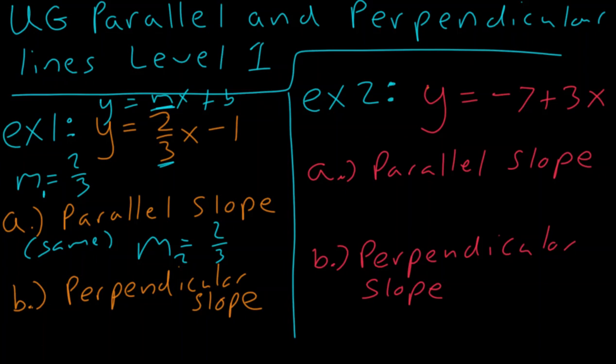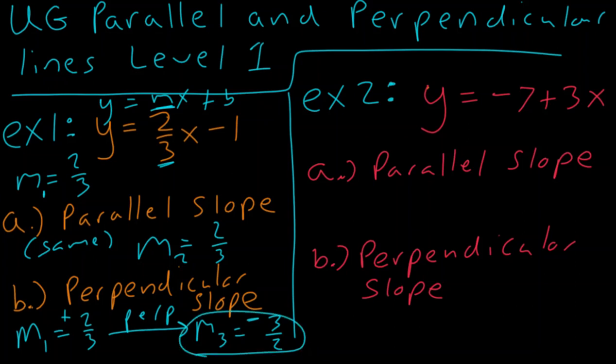Okay, for letter B, well, we see that when m1 is equal to 2/3, remember, for something that's perpendicular, we have to do two things. Let's call this m3. We have to flip our fraction because it's the reciprocal, so 2/3 becomes 3/2, and we go from a positive to a negative. So kind of keep this in the back of your mind, that a perpendicular slope is an opposite reciprocal.